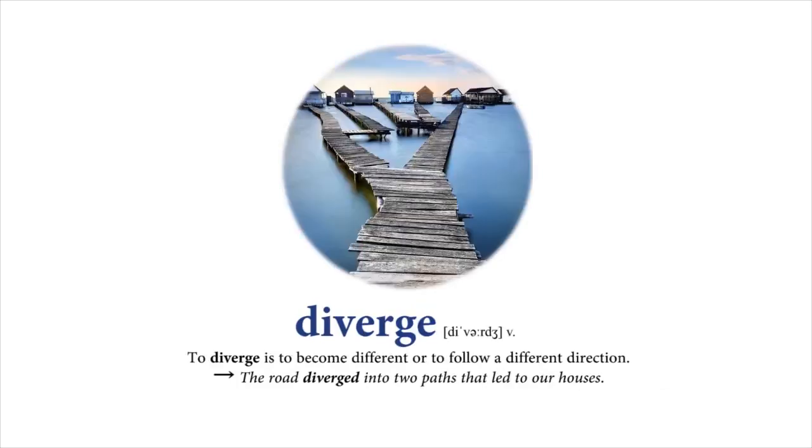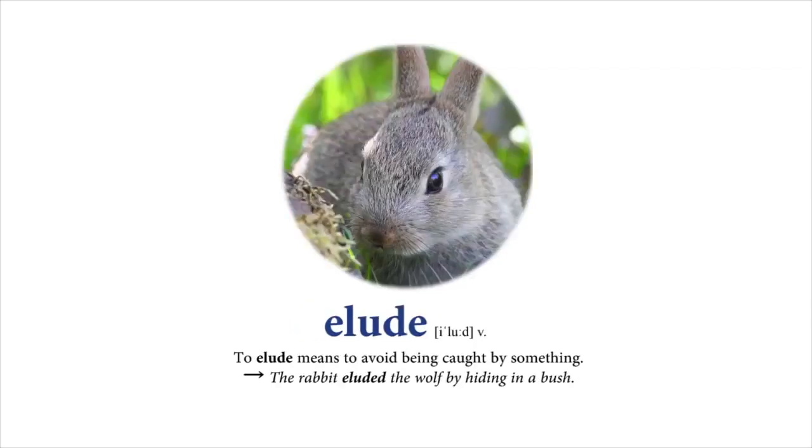Diverge. To diverge is to become different or to follow a different direction. The road diverged into two paths that led to our houses. Elude. To elude means to avoid being caught by something. The rabbit eluded the wolf by hiding in a bush.